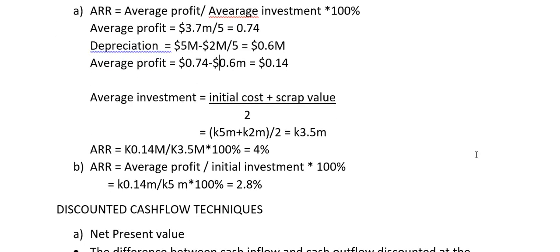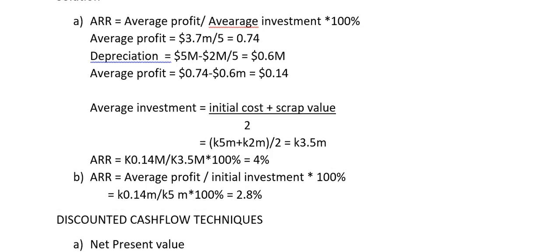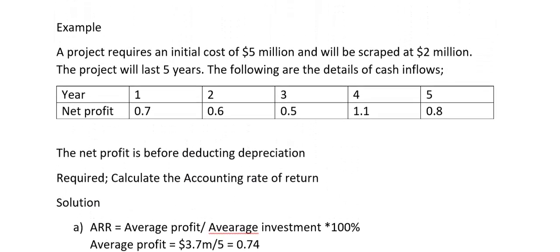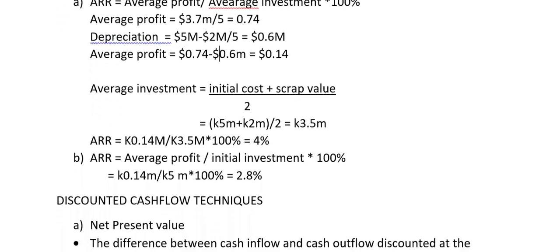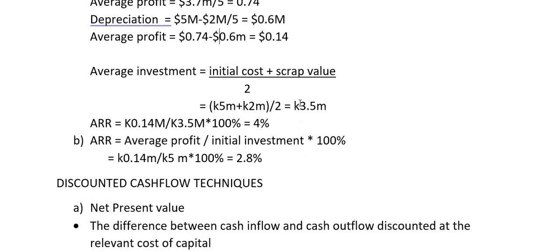What about average investment? Average investment, we said, is initial cost plus scrap divided by 2. Our initial cost is 5 million, scrap is 2. So 7 divided by 2 gives you 3.5. Now don't confuse depreciation and average investment. Depreciation is cost minus scrap, while average investment is cost plus scrap. Take note of that.